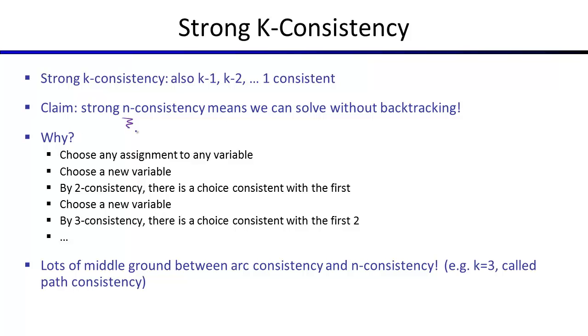But there's a lot of middle ground between 2 consistency and n consistency. The main other thing people use is 3. This is called path consistency. You think 3 variables form a path. We're not going to do an algorithm here in this class for path consistency, but you should have this idea that arc consistency is the first of multiple steps that you could go that would do more and more filtering in exchange for catching more and more kinds of errors early.